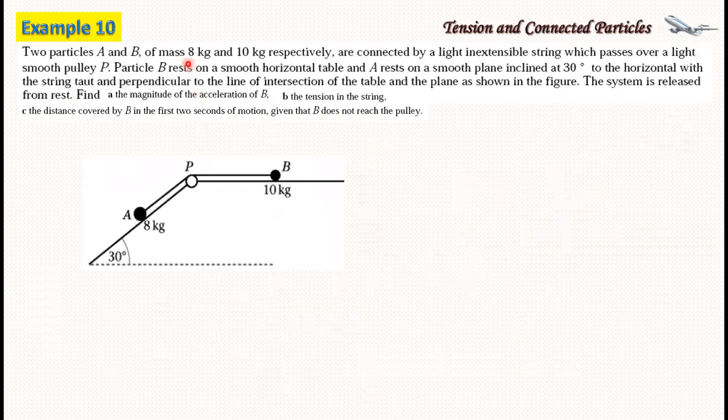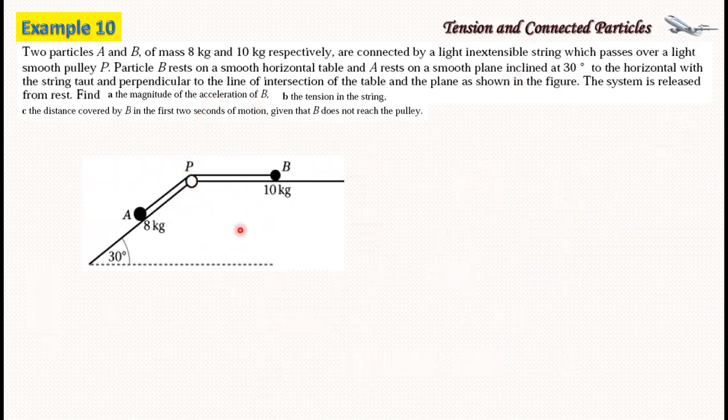All right, the second to the last example. Two particles A and B of mass 8 kg and 10 kg respectively are connected by a light inextensible string which passes over a light smooth pulley P. Particle B rests on a smooth horizontal table and A rests on a smooth plane inclined 30 degrees to the horizontal, the string taut, and perpendicular to the line of intersection of the table and the plane as shown. The system is released from rest. Find the magnitude of the acceleration of B.